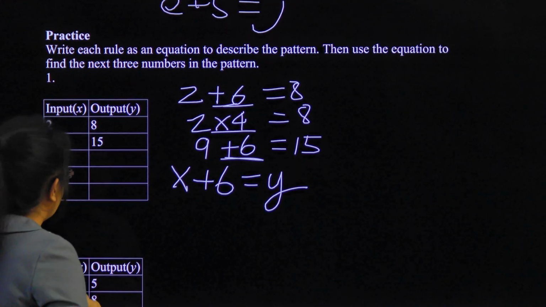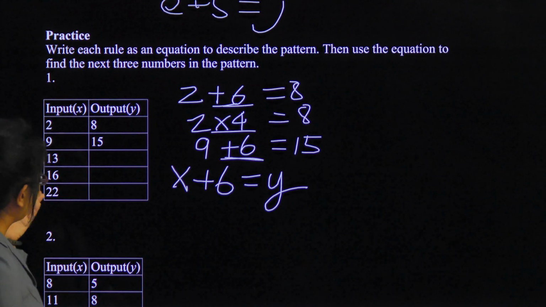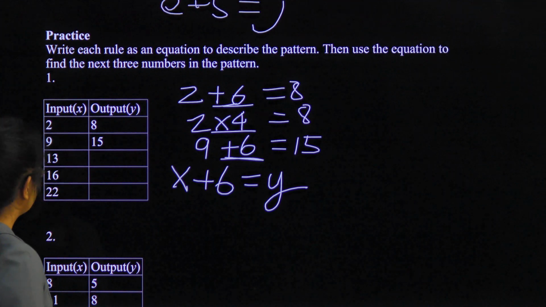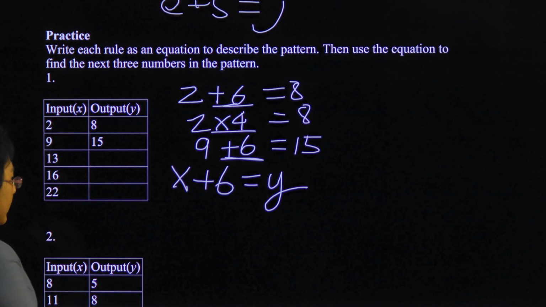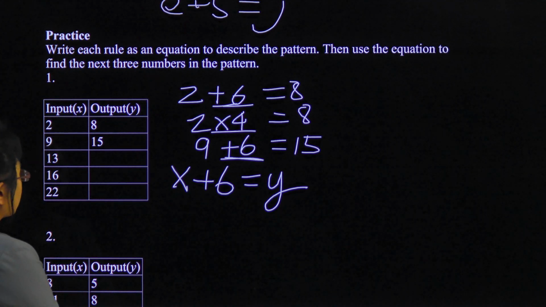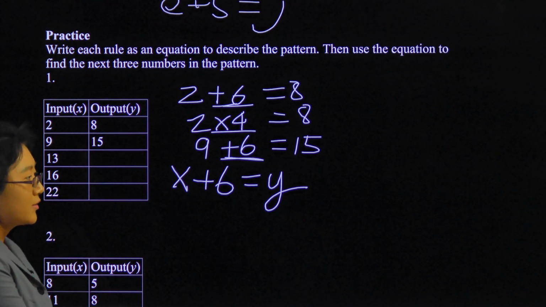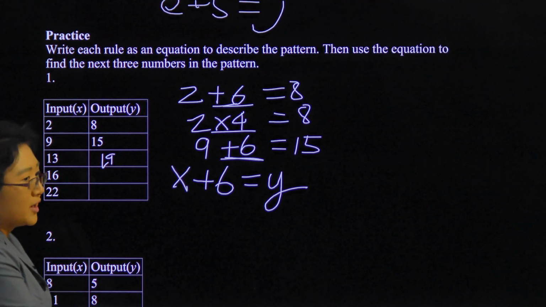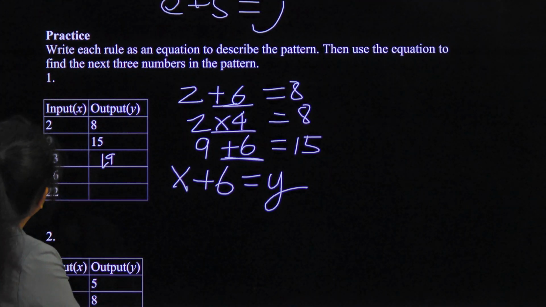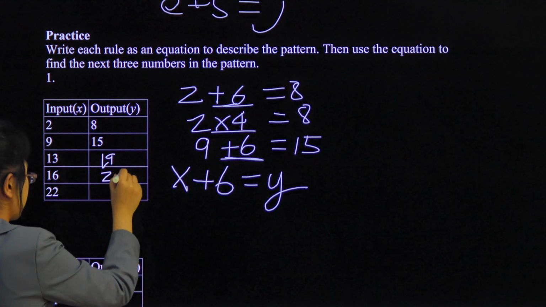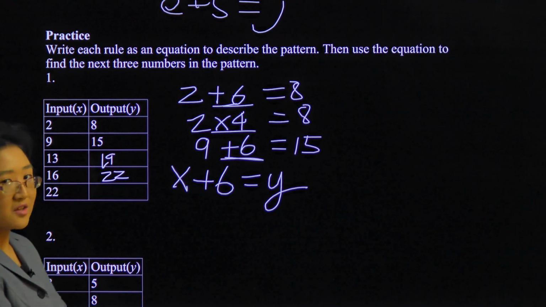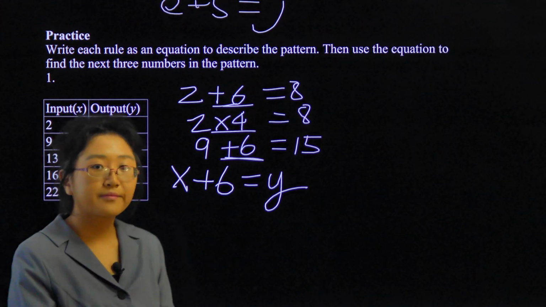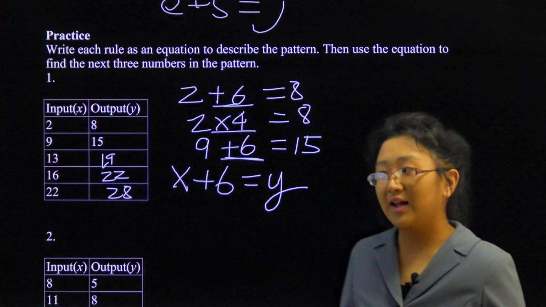Now we're going to find the next 3 numbers, as in the other three numbers that are listed here. 13 plus 6 equals what? Because 13 is x, 13 plus 6 equals 19. 16 plus 6 equals what? 16 plus 6 equals 22. 22 plus 6 equals what? 22 plus 6 equals 28. We continue to the next question.